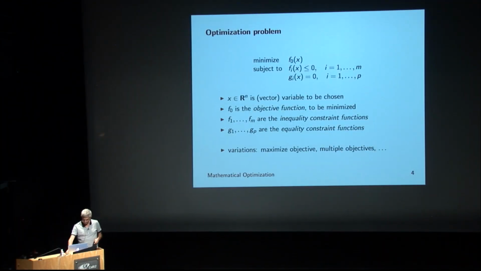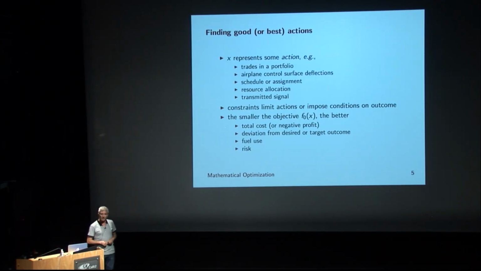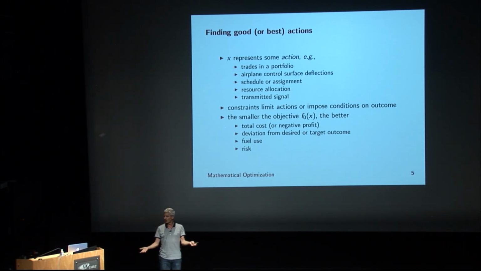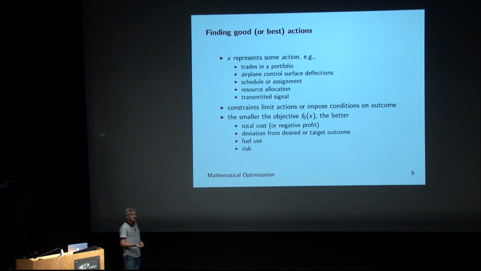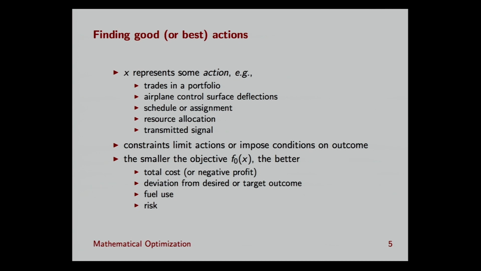Right, so, okay. What I'm going to do first is talk about why you would optimize. What would you do with this? Well, in the simplest and most direct interpretation, x represents an action. It's actually something that you do. So it could be, for example, trades in a portfolio.